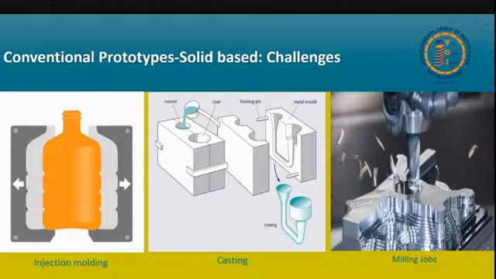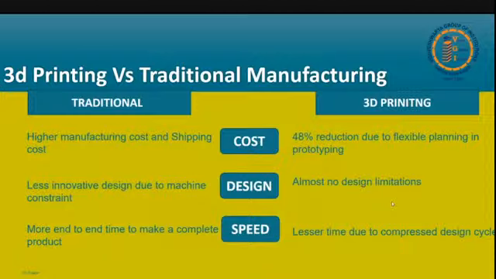So these were the conventional processes. Now what happens if we compare these to our 3D printing processes? Traditionally you see high manufacturing costs, like in the case of subtractive, and shipping costs also, because there are companies which do this and you have to go there, and some kind of supply chain and logistics, the delay in logistics, is required. But in 3D printing it is reduced if you plan it correctly.